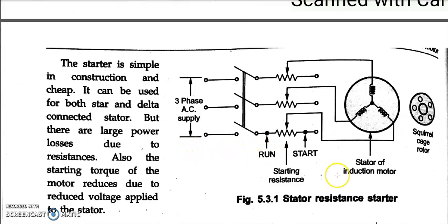You can see in the diagram of the stator resistance starter, this is your three-phase induction motor. This is the stator part, a star connected stator, and this is your rotor. Don't worry about the rotor for now. Since it is a stator resistance starter, you can see that this is a three-phase supply. Obviously this is a three-phase induction motor, so I need a three-phase supply.